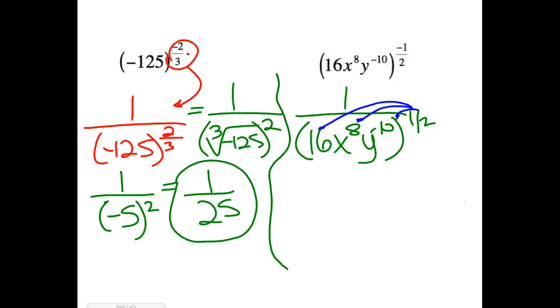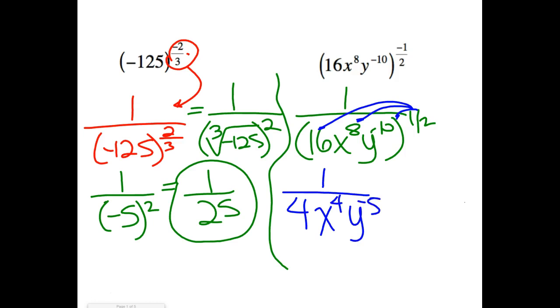So when I take 16 to the 1/2, what I'm really doing is I'm taking the square root of 16. And when I take the square root of 16, I'm going to get 4. Again, we already kind of did this in a problem up above. When I take that 8 times 1/2, what I'm really doing is taking 8 divided by 2, which is 4. So I'm going to have x to the 4th. And I'm going to have negative 10 divided by 2 is going to give us negative 5.